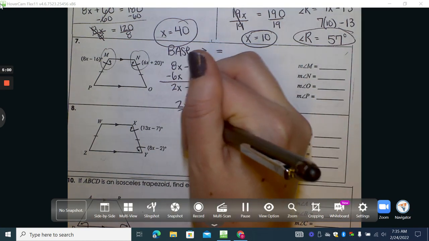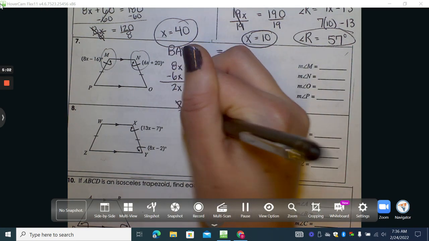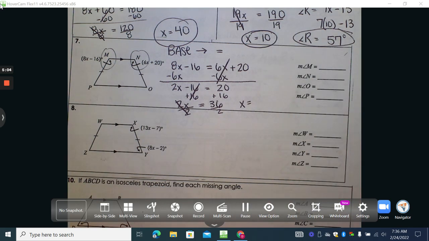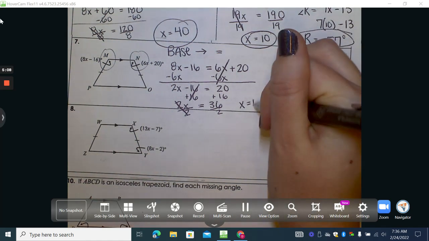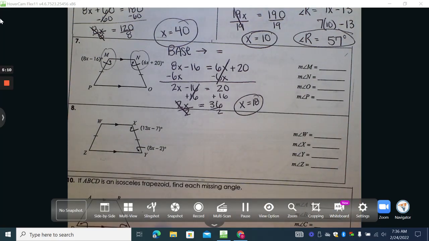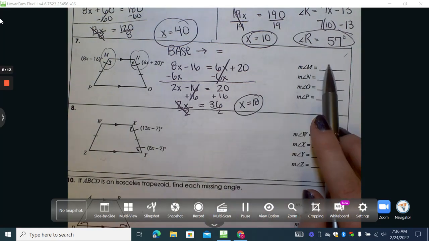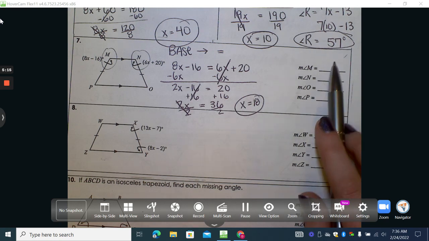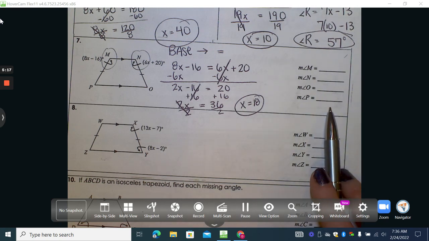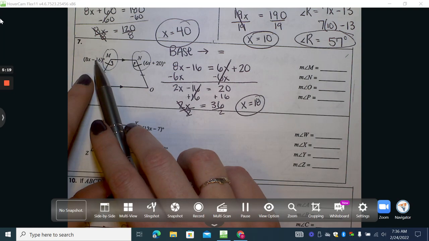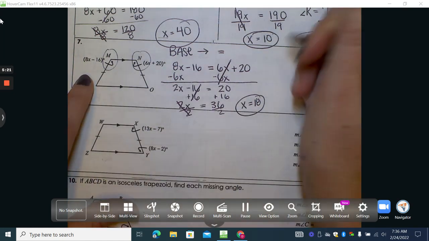And then when I go to divide by 2, sorry, I ran out of space a little bit. Divide by 2, I get x equals 36 divided by 2, which is 18. So x equals 18. But the question it's asking for is, what is the angle measure for each of these angles? Well, let's take a moment and just plug it back in to angle M.